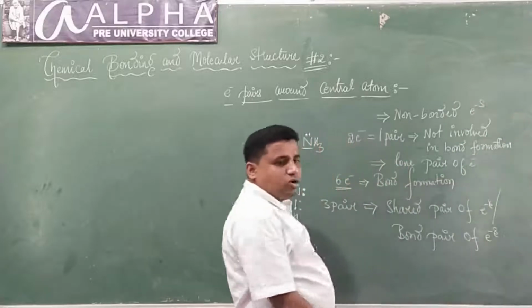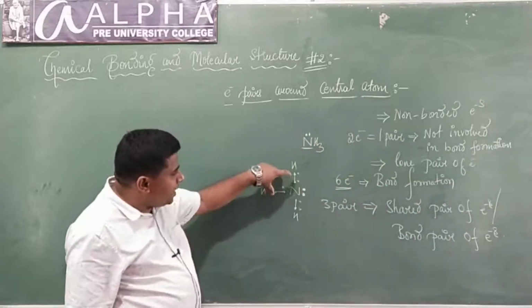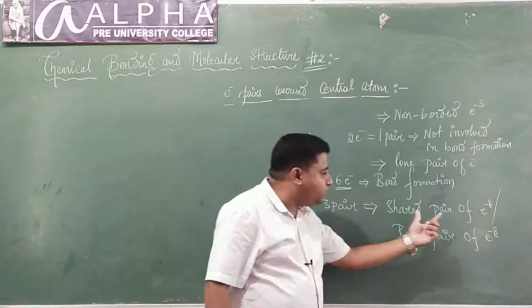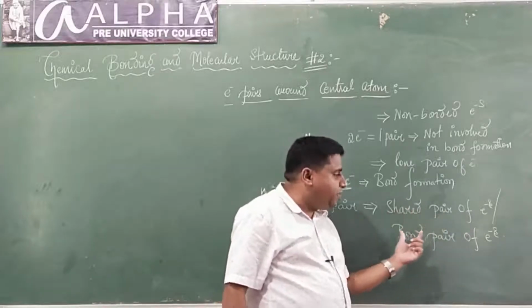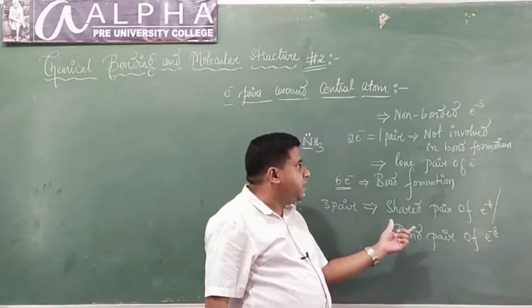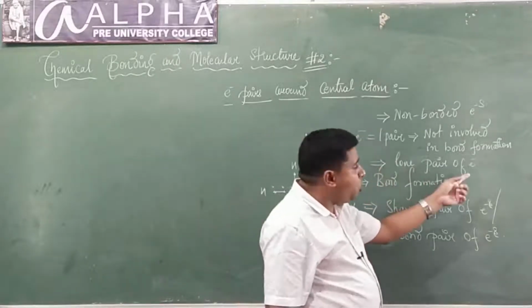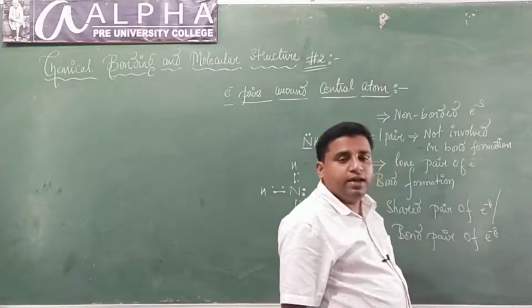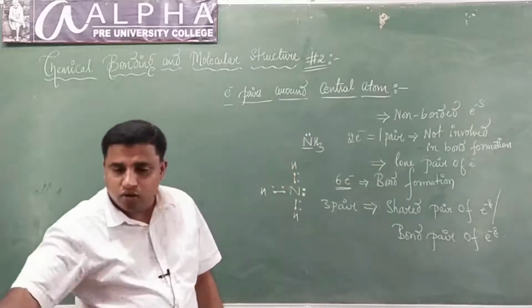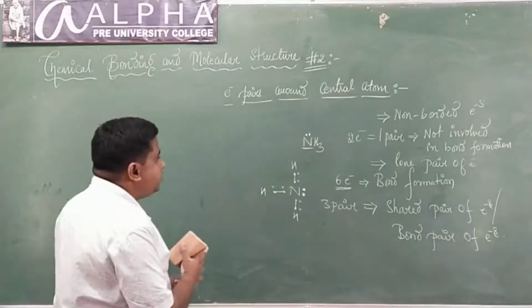So the pair of electrons involved in bond formation are called shared pair or bond pair of electrons, and the pair of electrons not involved in bond formation are called lone pair of electrons or non-bonded electrons. I will give you one more example to demonstrate this.